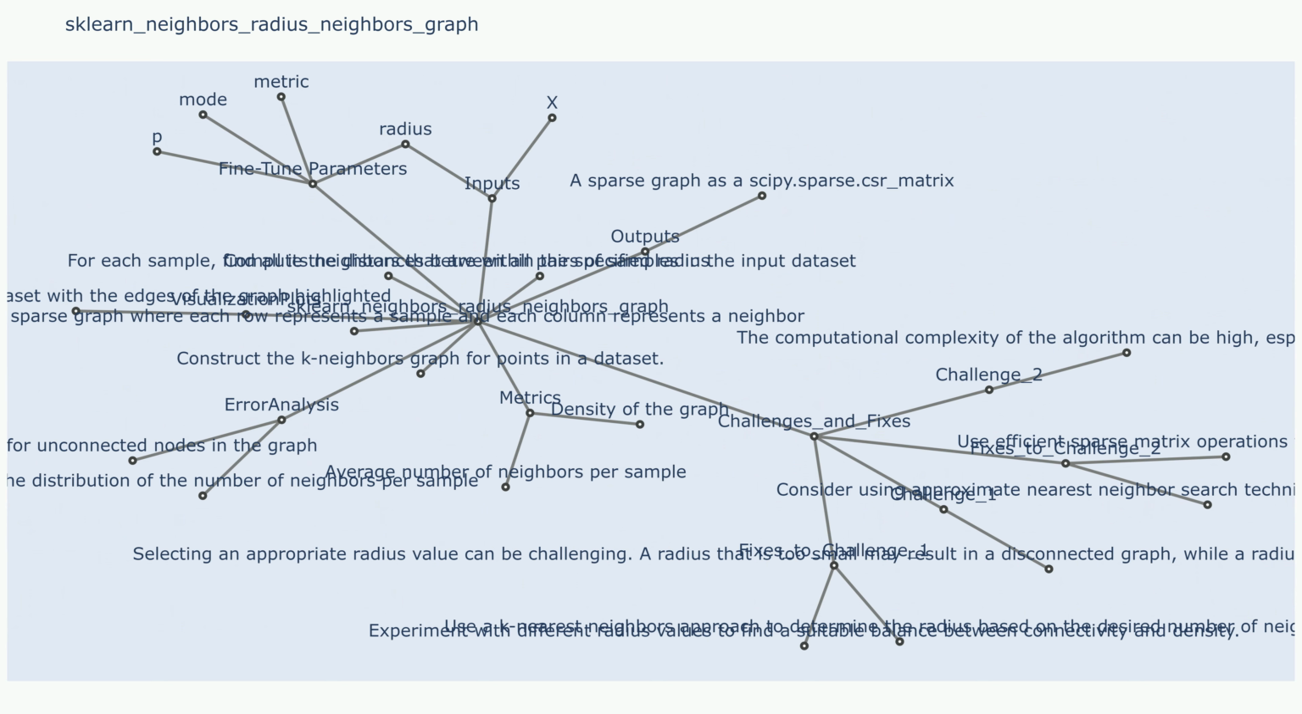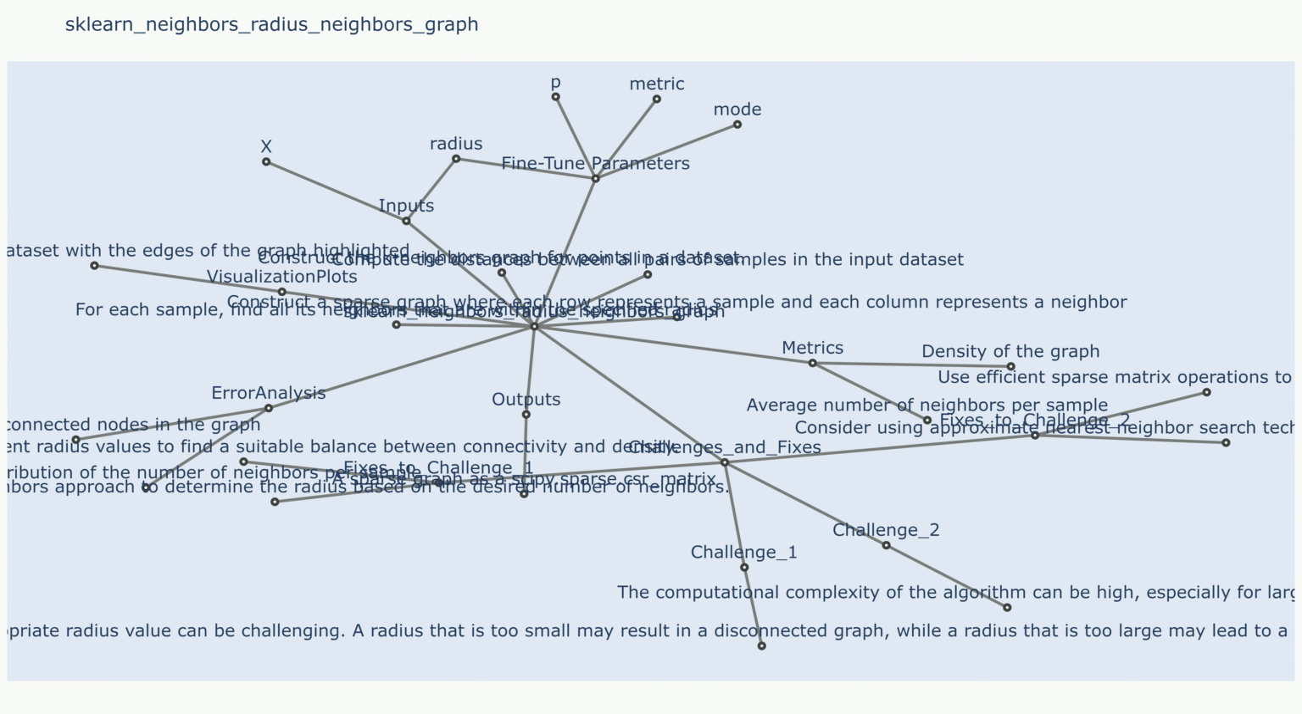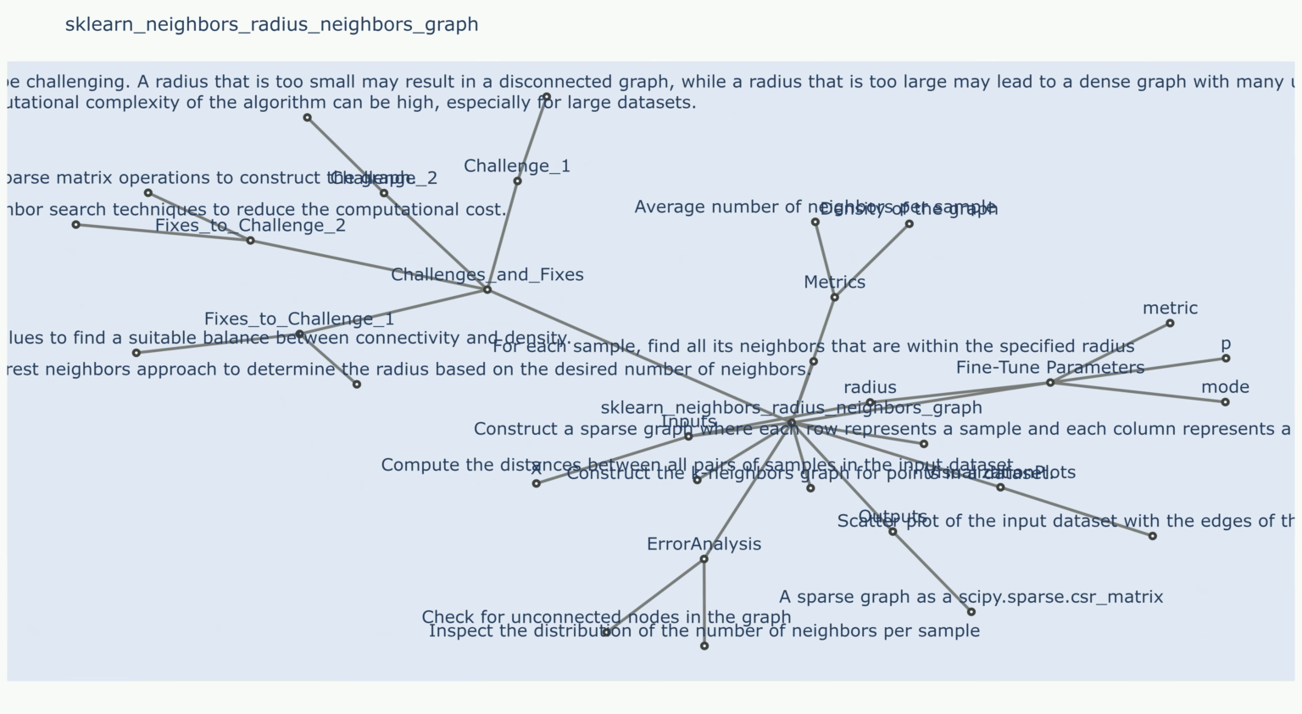Uncertainty methods. No explicit uncertainty methods are provided by the function itself. However, you can explore uncertainty in the graph structure by using different values of the radius parameter and observing the changes in the graph. Analyzing the distribution of neighbor counts across nodes and identifying potential outliers or areas with high or low connectivity. Challenges and fixes.